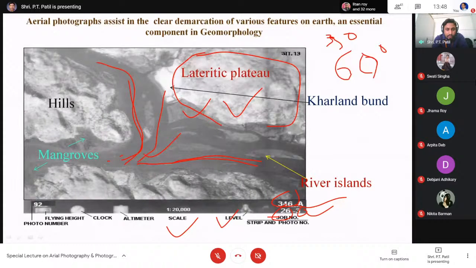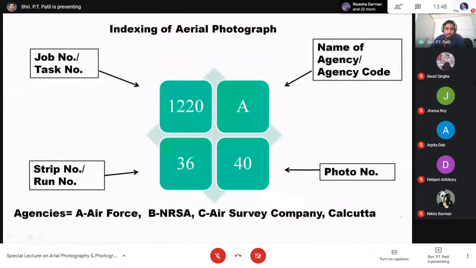Then flying height is also given, meaning at which elevation that aircraft is, that is described with the help of the flying height. Then the photo number is also given. Even a clock is also given here, at what time that photograph was taken, that is also described on the aerial photograph. So we are able to read all these things when we look at the indexing of the aerial photograph. And the indexing of the aerial photograph sometimes plays a very important role when we do photogrammetry. So this is all about the numbers given at the right hand corner of the aerial photograph, which we call the indexing of the aerial photograph.